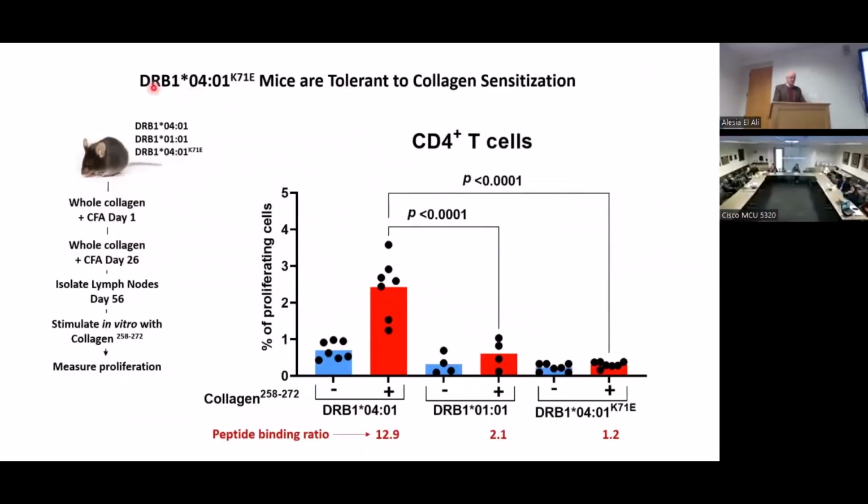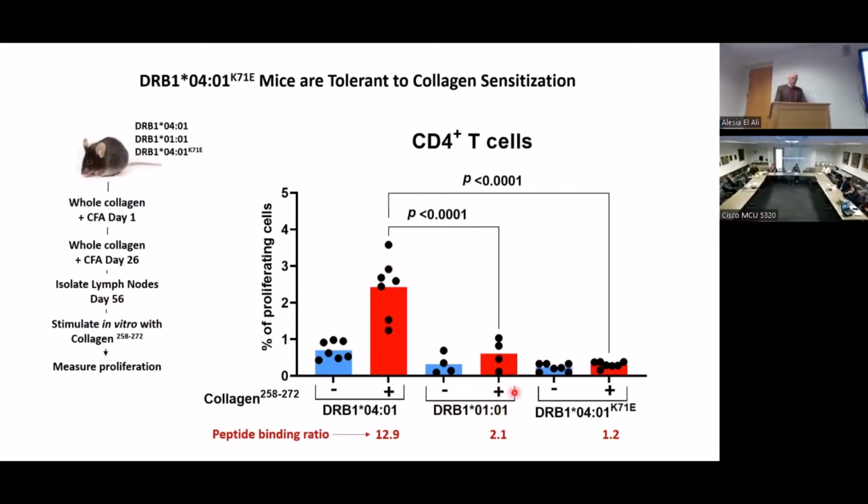So we take the same 3 mouse models, we immunize them with whole collagen and complete Freund's adjuvant twice, and then 30 days later, we take the lymph node cells and stimulate them with the immunodominant peptide of collagen and measure proliferation. So that's what we're doing here. So you see the 0401 mouse, this is background without stimulation, and this is with the immunodominant peptide of collagen. You can see a nice robust response.